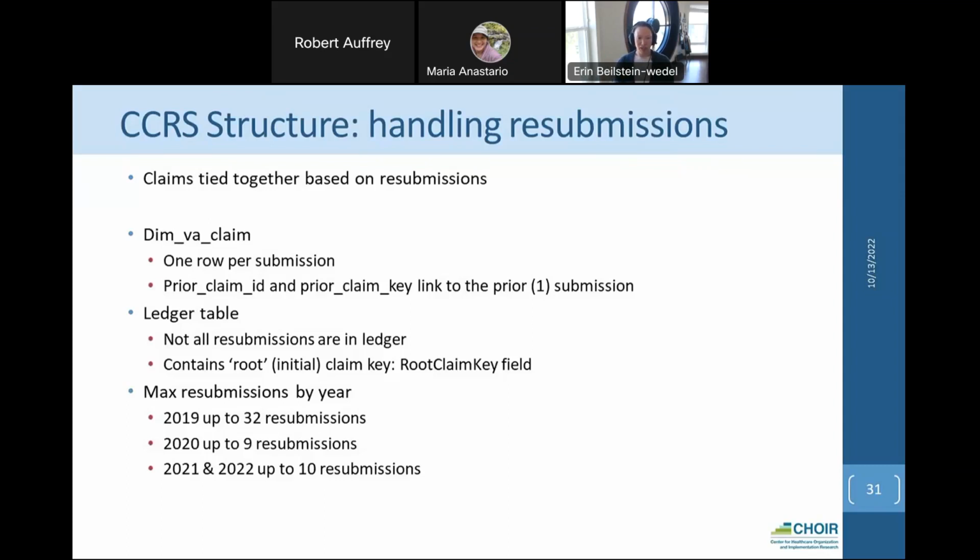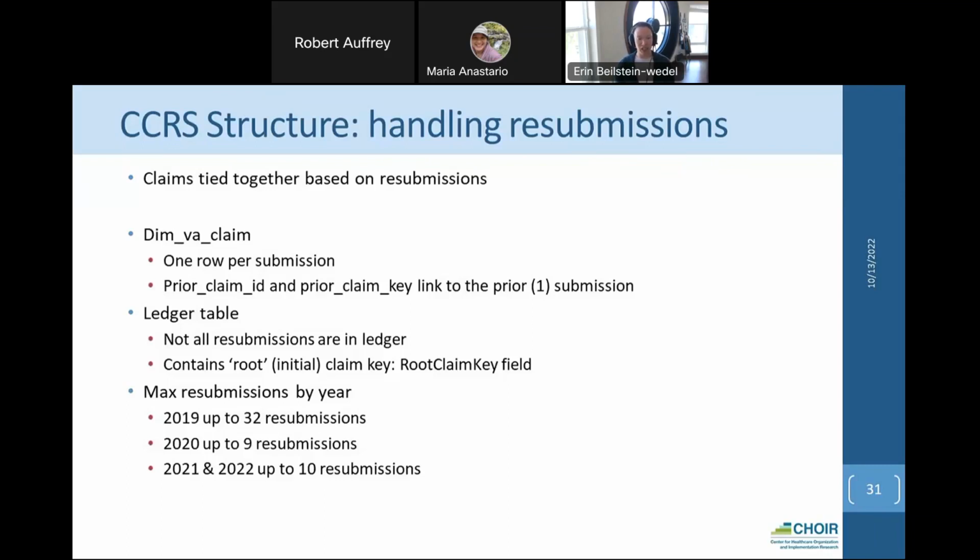So I've also provided you the number of resubmissions by year. At one point I was trying to left join all of these claims together, doing left joins on DIM VA claim and using the prior claim ID, and I stopped. In 2019, there is a claim with 32 resubmissions. So that's 31 left joins.